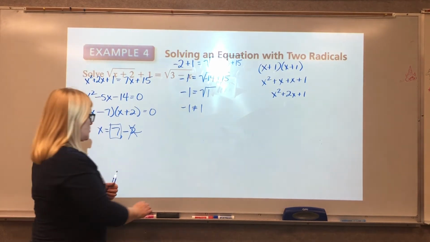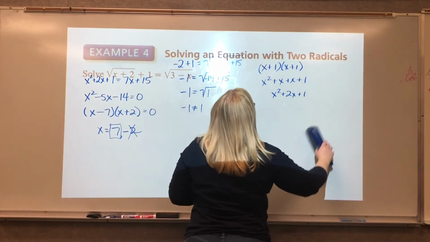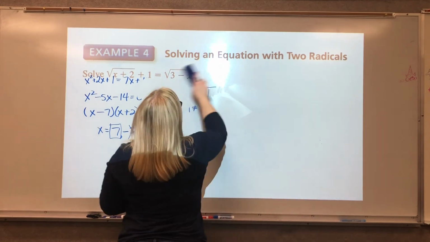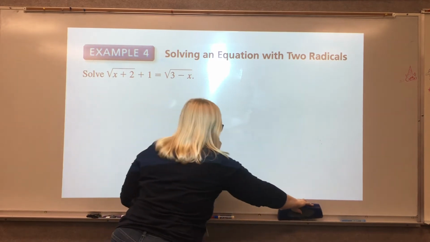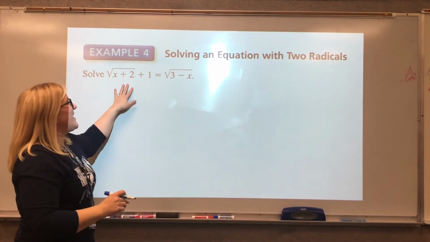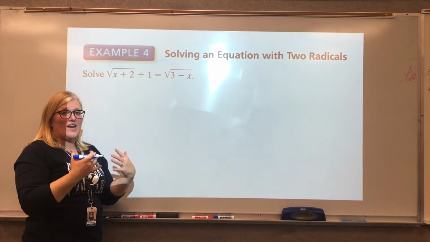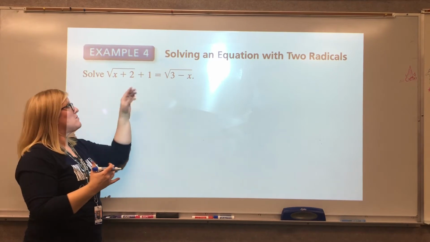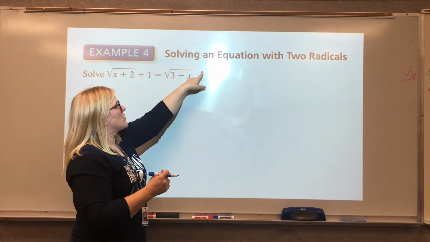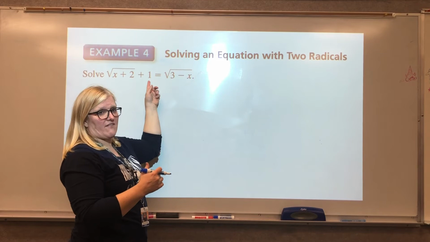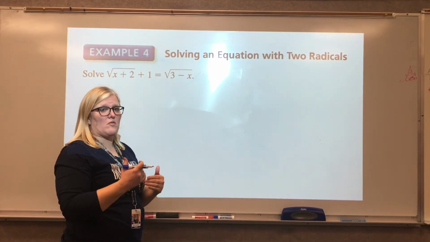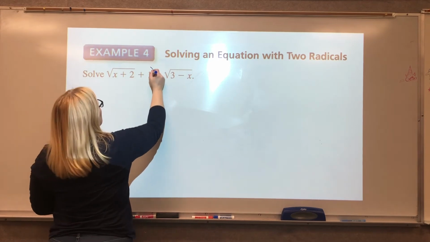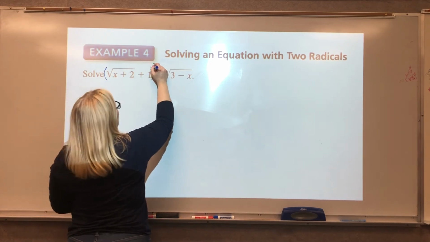All right, so let's try another one in different situations. So this time we have one with two radicals. So we can't get a radical by itself on one side, right? Because if I subtract this one and put it over here, then I have the same problem that I have here. So I still need to square both sides. This is where it gets a little ugly.